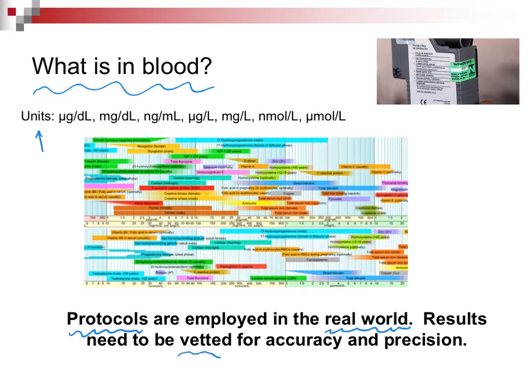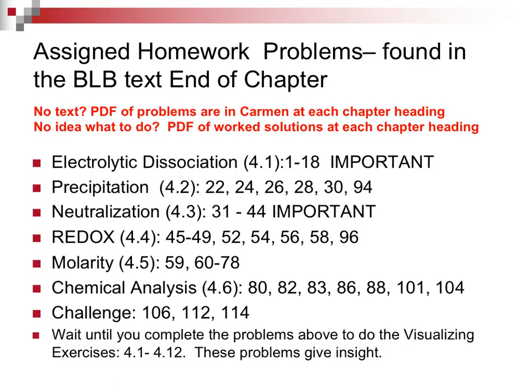The other thing I want to stress is that protocols are employed in the real world. They have to be vetted for accuracy and precision. Right now we're going through the coronavirus testing, and as you know, results are very mixed depending on the test and who does the test. So again, very much real world. The thing up here is really the blood alcohol old-fashioned tester. Now they tend to hold a flashlight in your face which has a sensor. Okay, so again, you can read through this. These are the assigned homework problems.